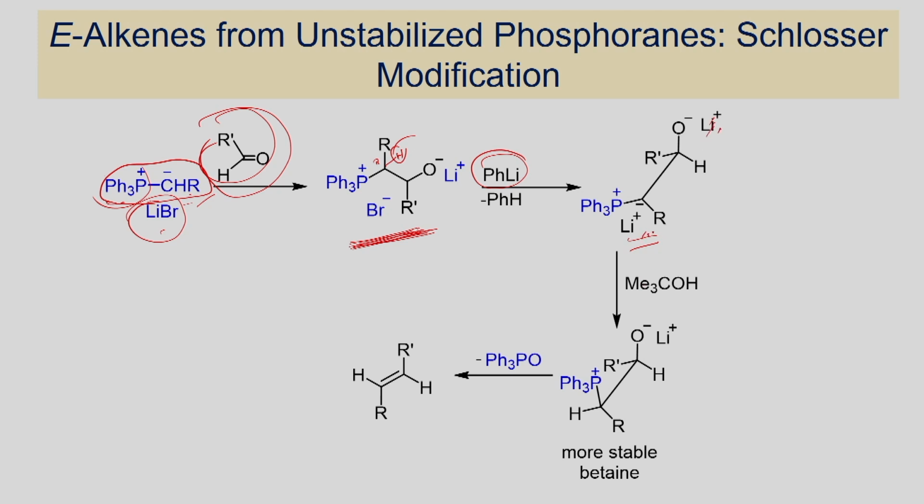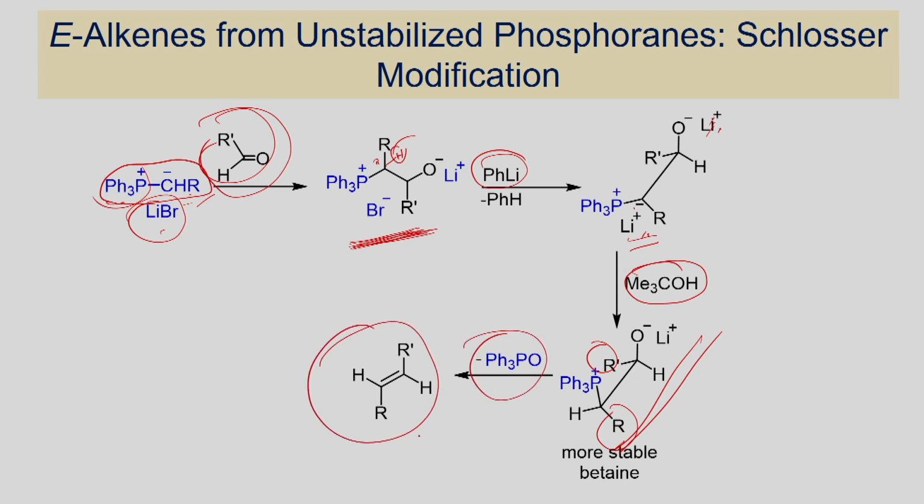Once you have this one, now when you protonate using, for example, in this case tertiary butanol has been used, protonation of this can form this betaine, the more stable betaine. You look at here, they are on the opposite side. Once we have formed this one, which can now lose triphenyl phosphine oxide, then you will be able to form E-alkene as the product.